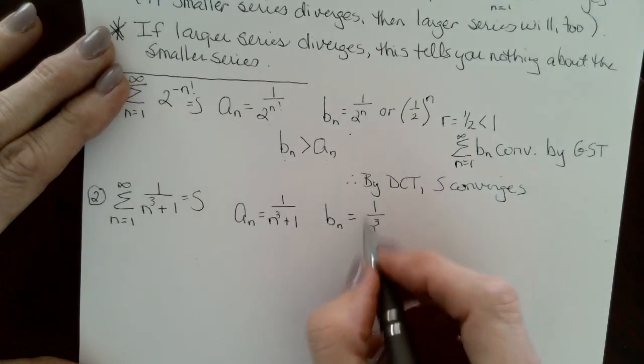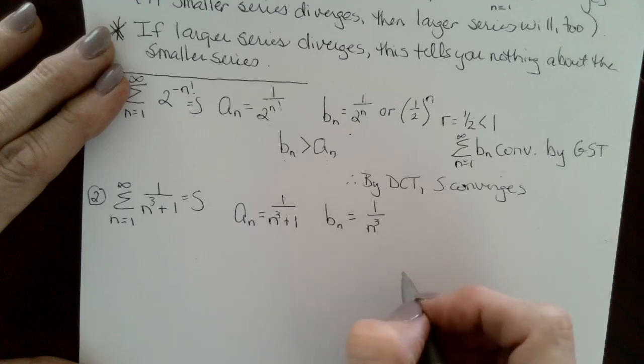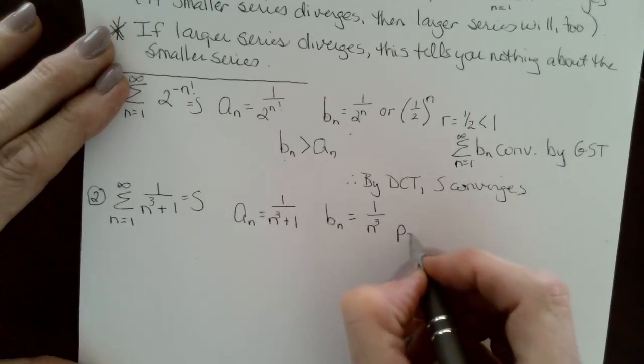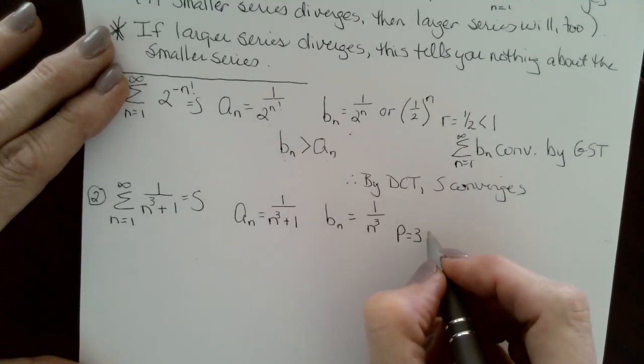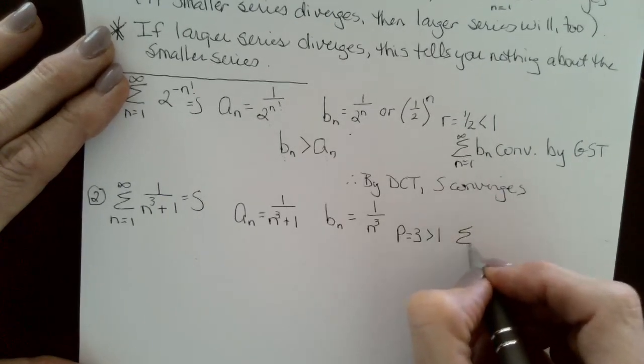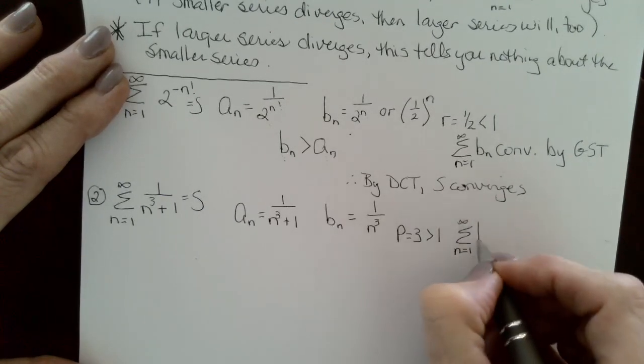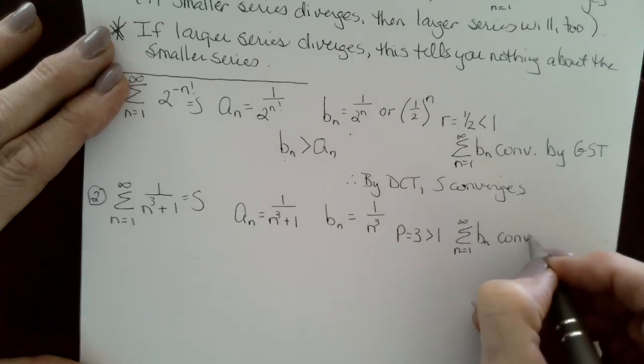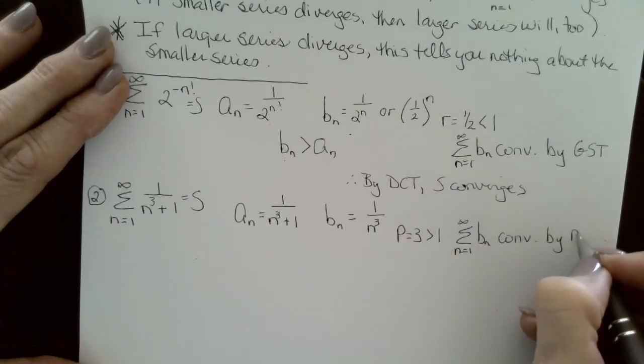So for this one, what test are you going to use? P series. So we're going to say P is equal to 3, which is what? Greater than 1. So this series with B sub n converges by P series test.